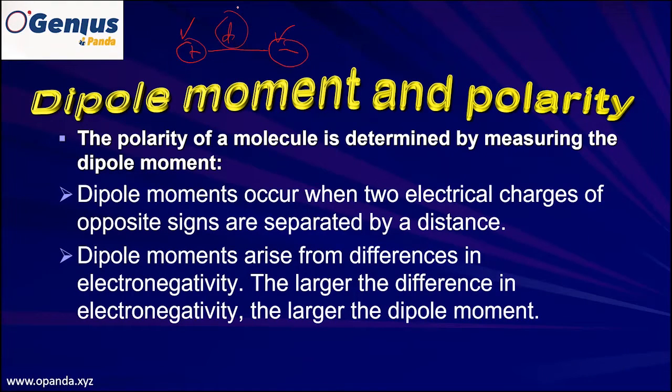The dipole moments arise from differences in electronegativity. Here we are focusing on the bonds. The dipole moment of a bond will arise from the differences in electronegativities of the atoms making the bond. If the two atoms are different, they have different electronegativities, then they will have different charges. You remember the polarity of a bond. The more electronegative atom gets a partial negative charge, and the less electronegative atom gets a partial positive charge. So because we have a partial negative charge and a partial positive charge separated by a certain distance, we get a bond dipole, or a dipole moment of the bond. So the larger the difference in electronegativity, the larger the dipole moment.